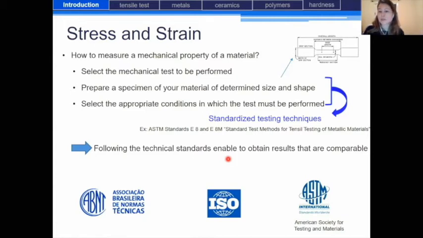And sometimes it's very important if you want to register your material or your product for a specific application. And so depending on the country you are working in, for example, here in Brazil, you have the Associação Brasileira de Normas Técnicas, but in different countries, you will have different specific technical standards. You have ISO and ASTM that are used worldwide, and so you can find information about how to measure mechanical property of a material in this kind of document.